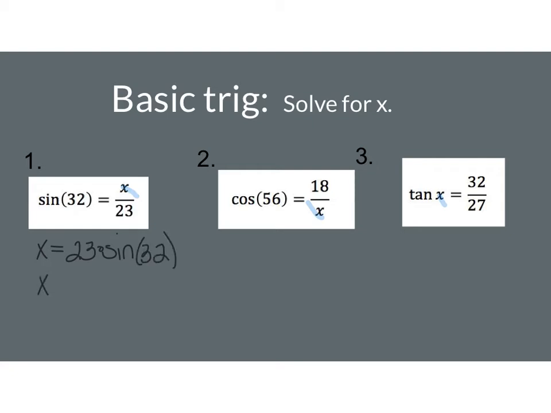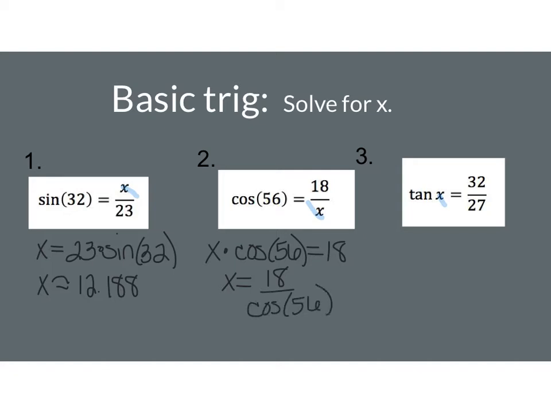From there, you could pick up your calculator, type that in exactly how you see it, and then round appropriately. For the second one, as your variable is in the denominator, you need to first start by cross multiplying, just like you did on the first step. But now to get 18 by x by itself, you're going to divide both sides by cosine of 56. Then you can pick up your calculator, type that in exactly how you see it, and get an answer out.